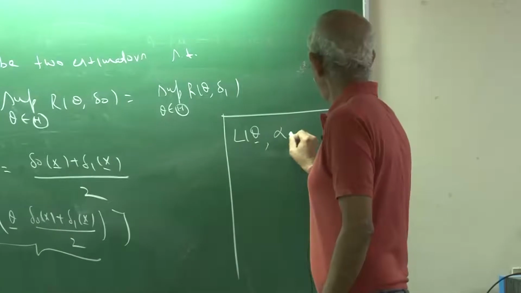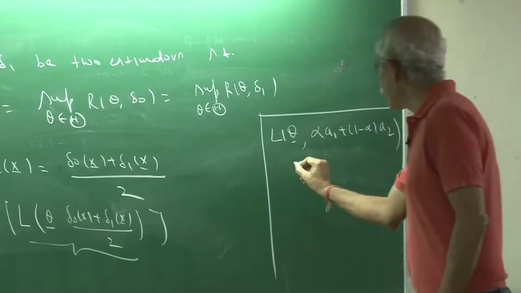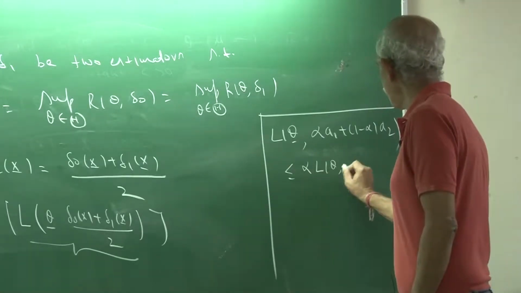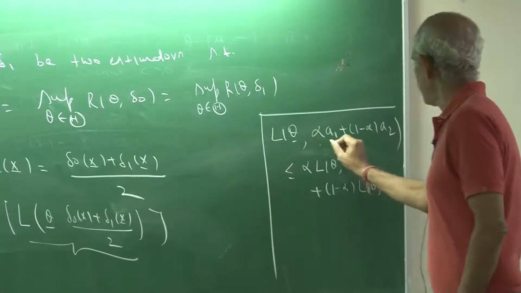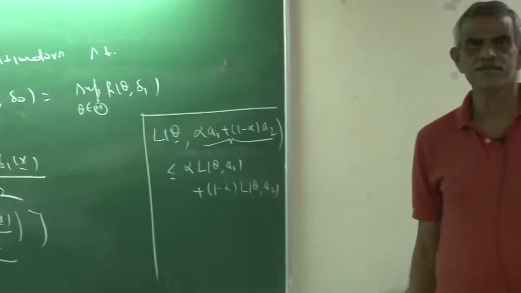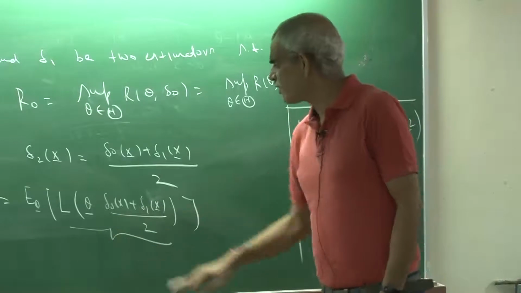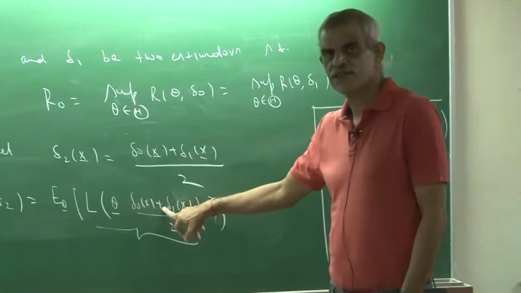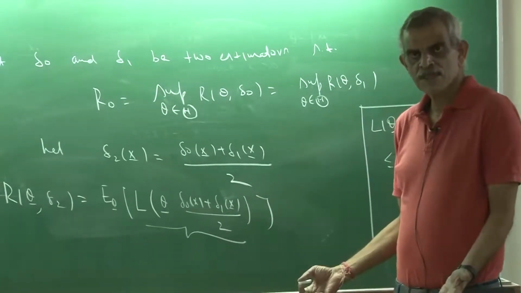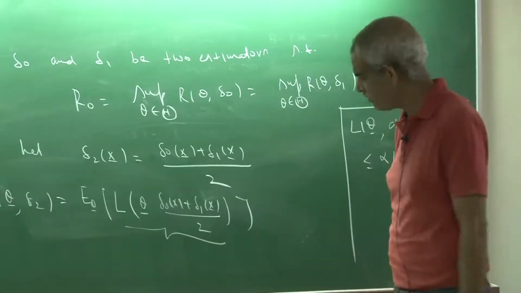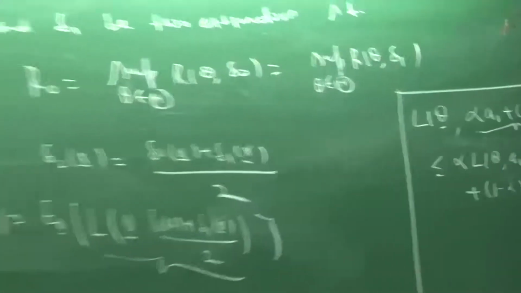L(θ, αa1 + (1−α)a2), just by the definition of convexity, would always be less than or equal to αL(θ, a1) + (1−α)L(θ, a2), because L(θ, a) is convex in a. Exactly the same thing is happening here, except that α is half. So this quantity would always be less than or equal to half L(θ, δ0(x)) plus half L(θ, δ1(x)) for any x. The expectation preserves the inequality: if h1(x) is less than or equal to h2(y), then the expected value of h1 would be less than or equal to the expected value of h2.